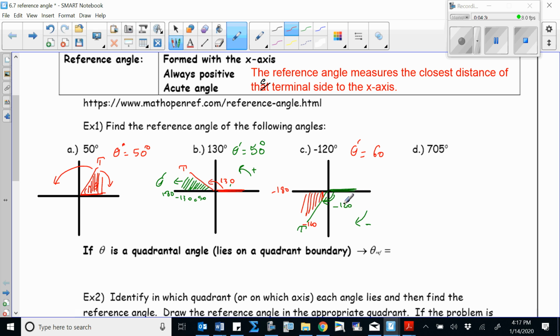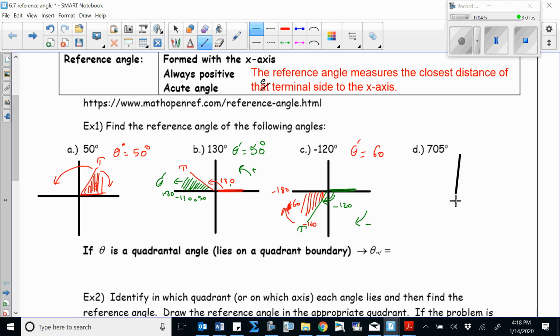Although my angle is negative, and maybe we could say that because I'm moving this way, this is also going to be negative 60, but we don't care about this negative here. We are just going to drop that and take it as a positive value, because the reference angle is always positive.